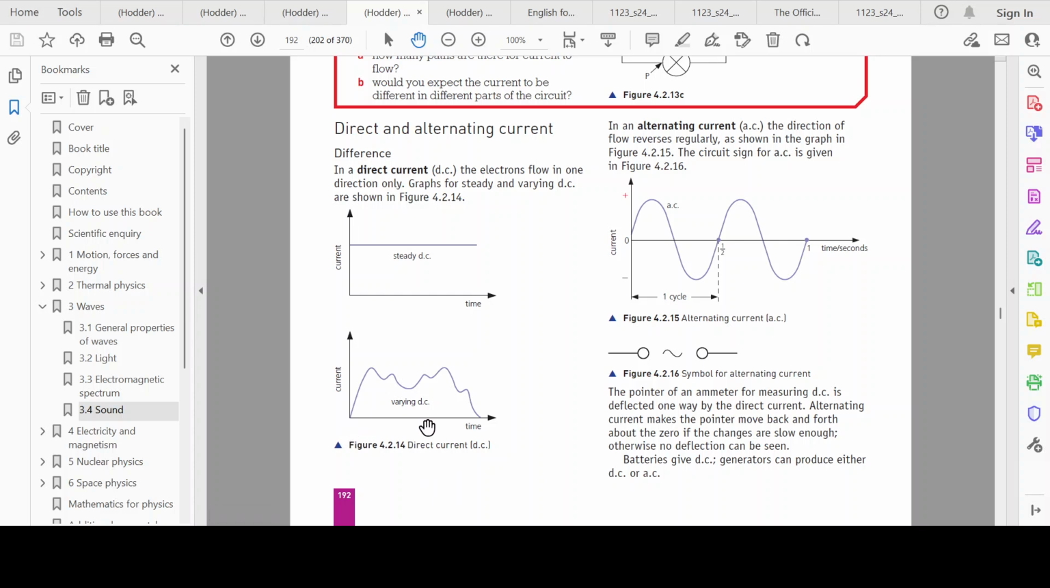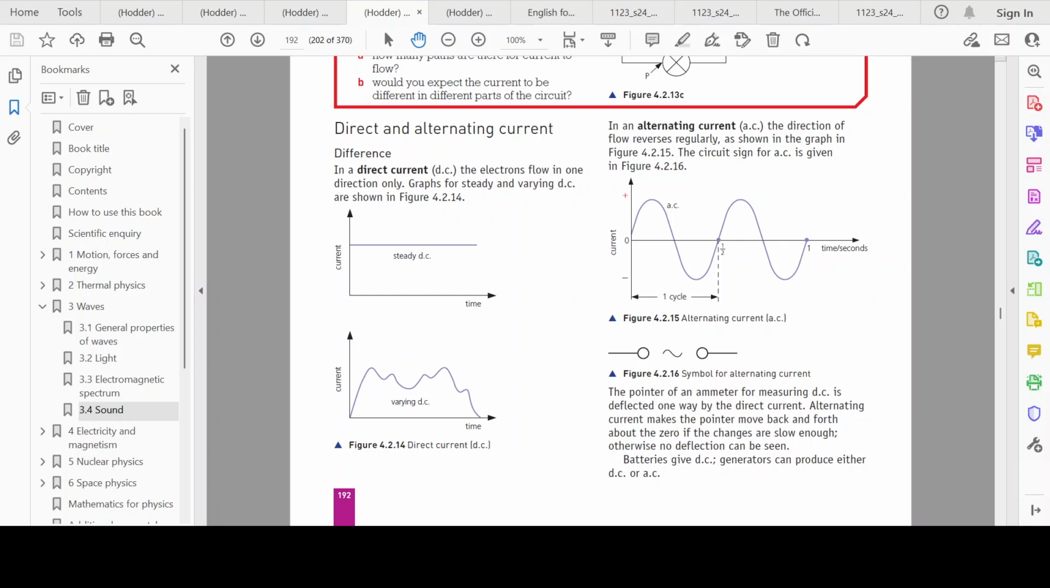Alternating or varying, right? Varying DC, you can see it starts from zero, it goes up, down, up, down, up, down, and then so on. So that's varying. I believe I wrote alternating direct current, right? I'll change that to varying direct current. Alternating current, you can see that it's constantly flipping at regular intervals. So the flow of the current is positive and then negative.